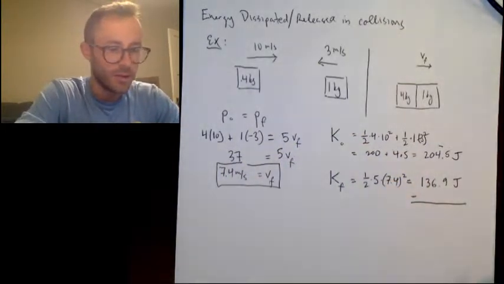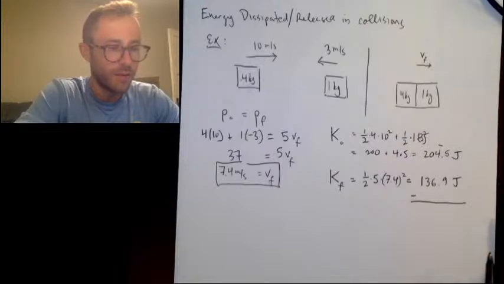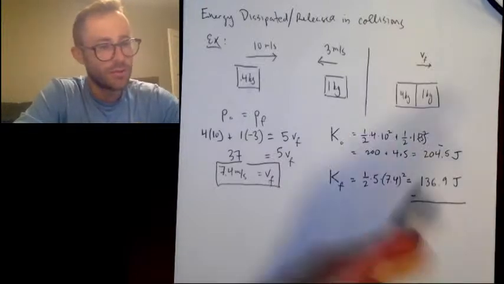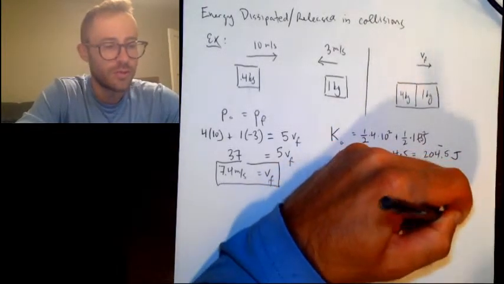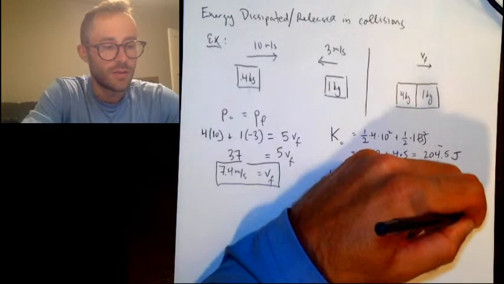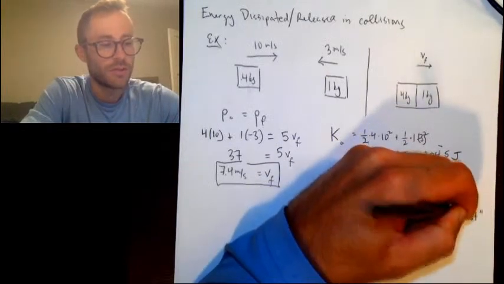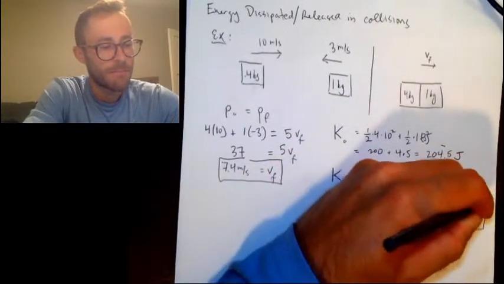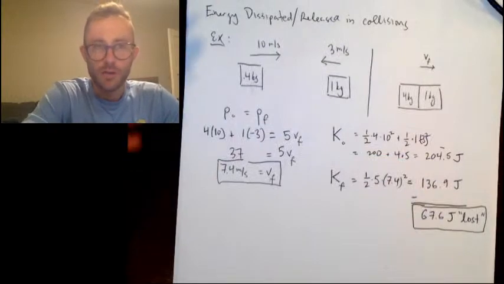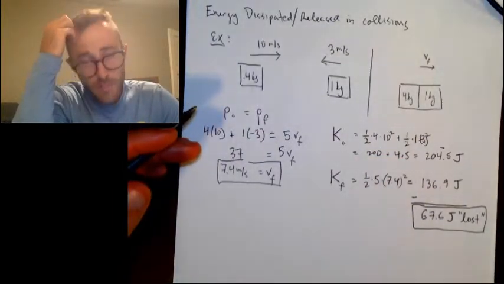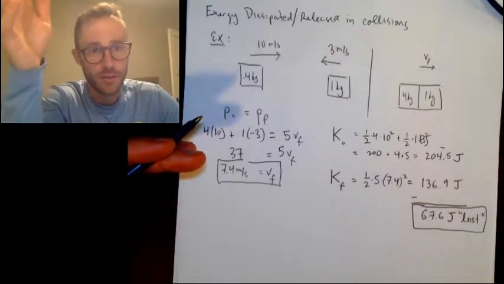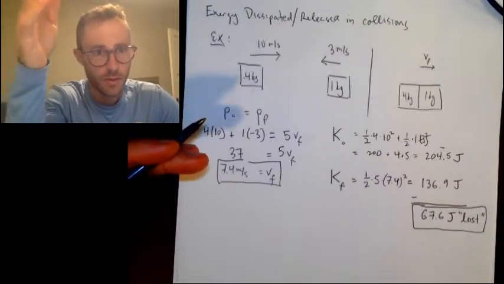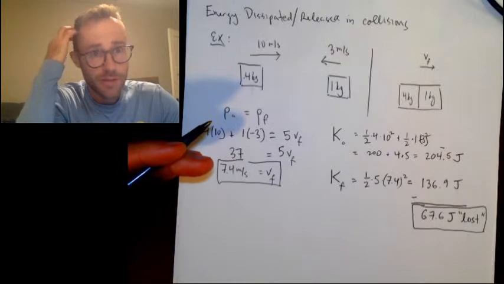It would be 204.5 minus 136.9 equals 67.6 joules was, I'm going to put quotes around it, lost. So where did that energy go? As you know, energy is conserved. It cannot be created or destroyed, okay? But it can be transformed.